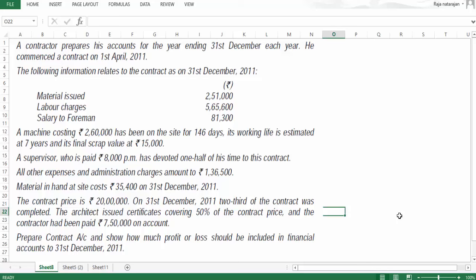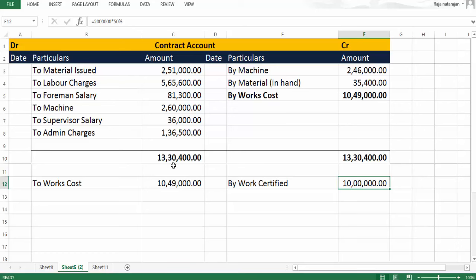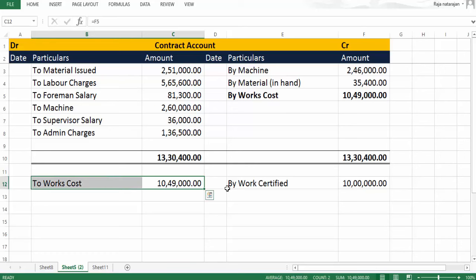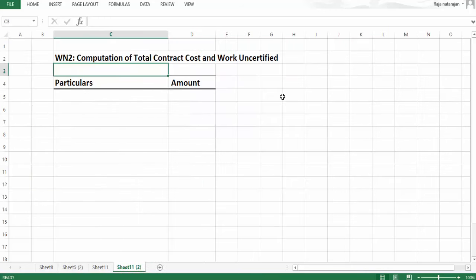See, somewhere the question makes a mention that 2/3 of the contract was completed, right? It means whatever we have spent so far, this 10,49,000, it represents 2/3 of the contract. So let's try to visualize what will be the total contract cost. If this represents 2/3, what will be the total contract cost? Okay, so let's have a working note for that. So we'll have this working note 2 where we'll compute what is the total contract cost and work uncertified. Okay, because we know what is work certified. So our focus should be on work uncertified because those two pieces of information are very critical.